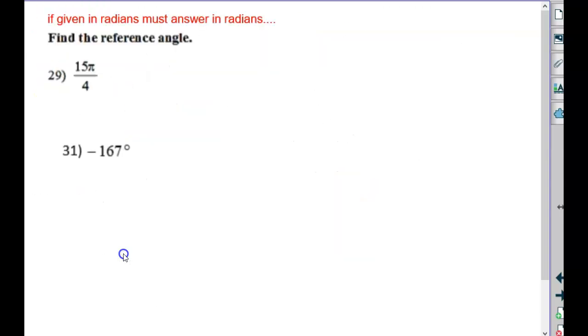Okay. Find the reference angle. If it's in radians, you have to answer in radians. Anybody have a guess here? I'm guessing the reference angle is pi over 4. But most of you would want to change that to degrees probably, right? So if you multiply by 180 over pi, you get 675, anybody?